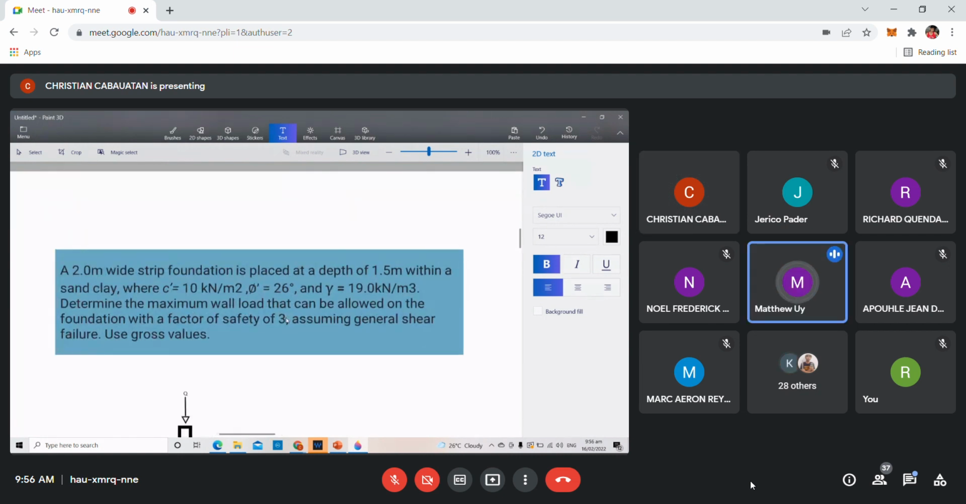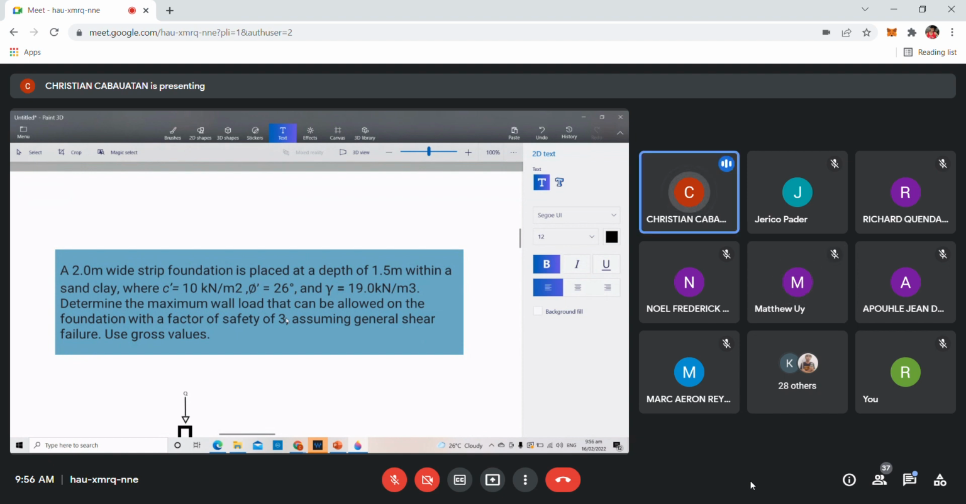A 2-meter wide strip foundation is placed at a depth of 1.5 meter within a sand clay, where C is equal to 10 kilonewton per square meter, angle of friction is equal to 26 degrees, and the gamma is 19.0 kilonewton per cubic meter. Determine the maximum wall load that can be allowed on the foundation with a factor of safety of 3, assuming the general shear failure. Use gross values. Okay. Thank you, Engineer Wee.